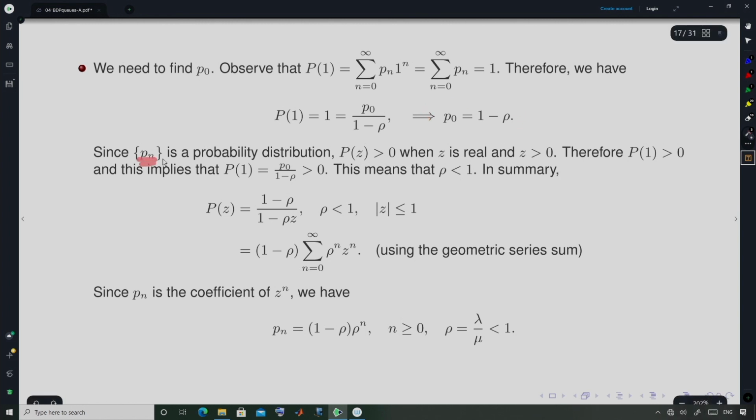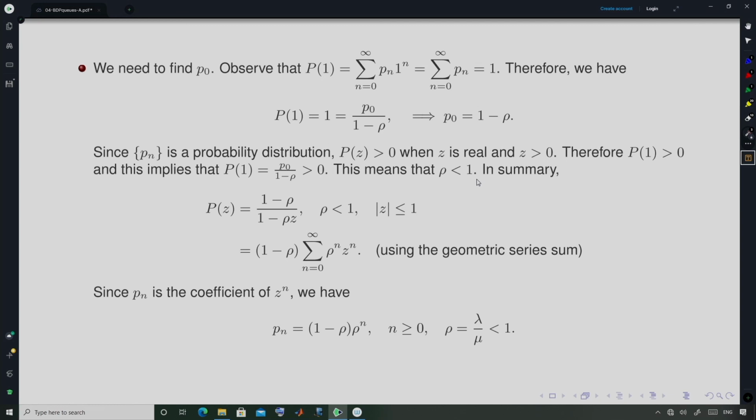Now, since Pn is a probability distribution and hence non-negative, whenever z is real and positive, this P(z) also will be strictly positive. Therefore, P(1) will be strictly greater than 0, and this implies that P(1), which I obtained as p0 by 1 minus rho, must be greater than 0. That must mean that rho must be less than 1.